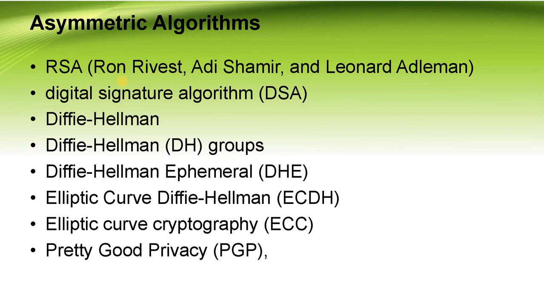The common implementation of DSA is a derivation of the ElGamal signature method, and is detailed in the Federal Information Processing Standard 186 series. It is covered by a patent that the US government has released royalty-free worldwide.